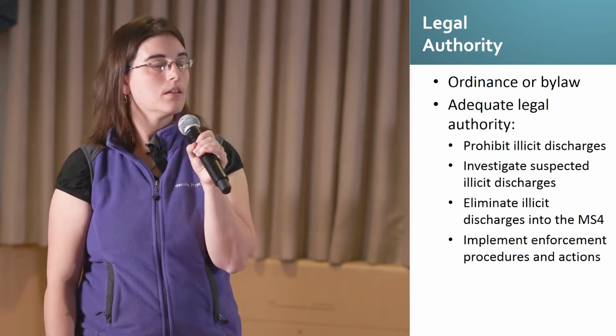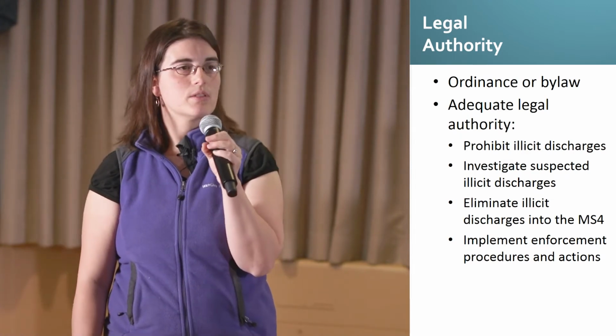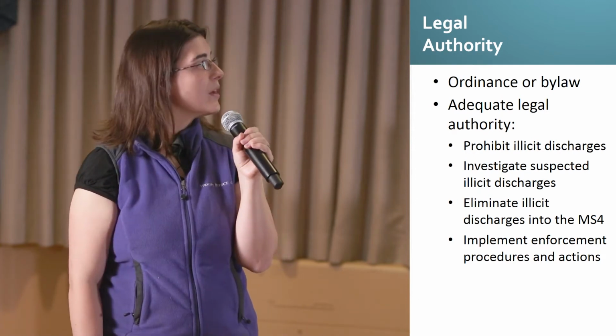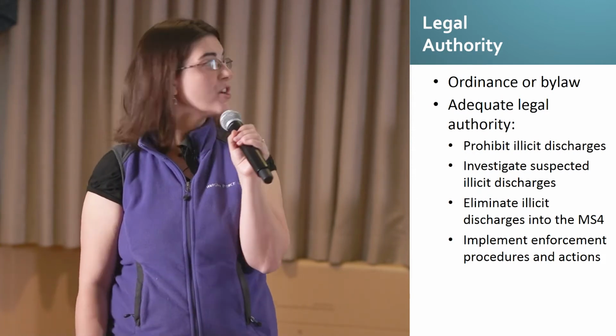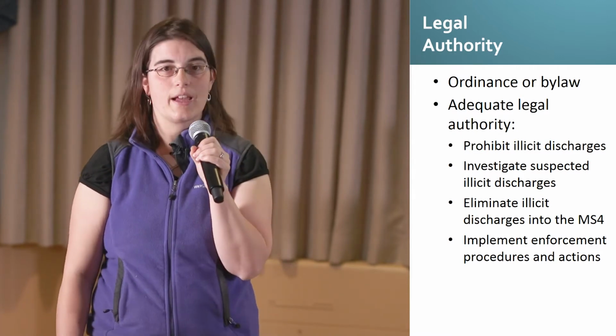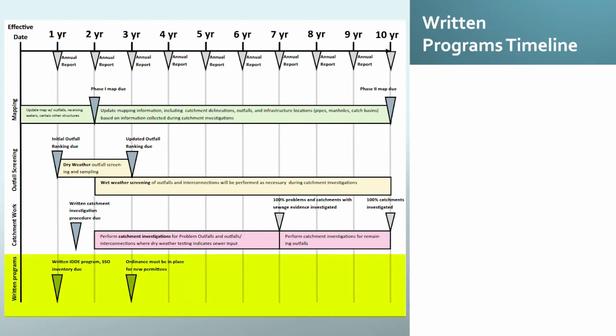So just to review legal authority, it will be by an ordinance or a bylaw, and you need the adequate authority so that you can prohibit and investigate illicit discharges, eliminate them, and then implement procedures and actions. The written program, an SSO, Sanitary Sewer Overflow Inventory, is due by the end of year 1. An ordinance must be in place for any new permittees by the end of year 3.